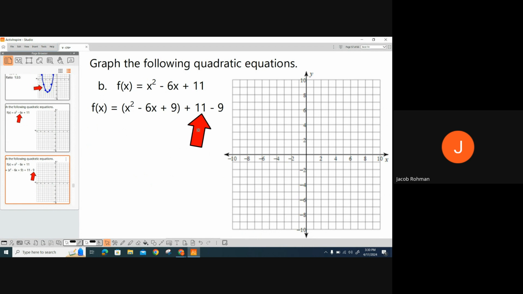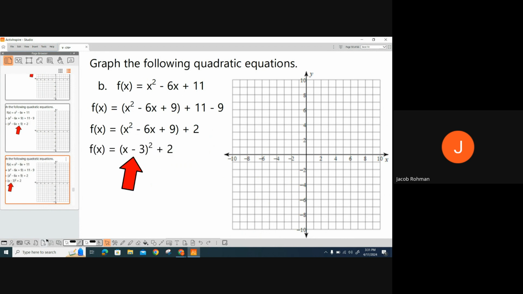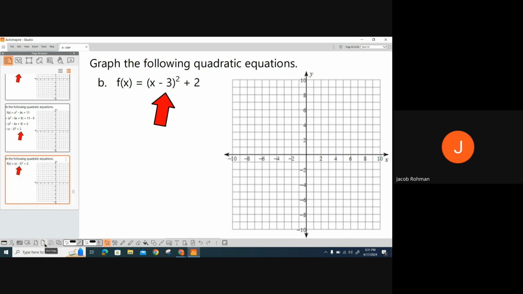Then we're going to combine like terms. 11 and -9 combine to be +2. And then this perfect square trinomial will factor into x minus 3 quantity squared. And then the +2 just tags along. So now we have this function in vertex form of a quadratic.